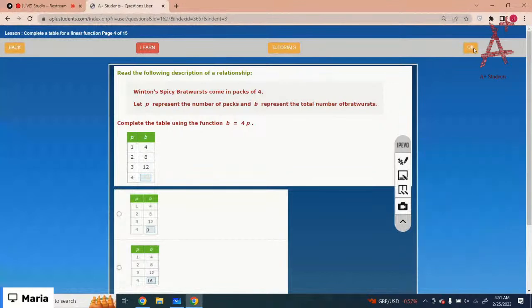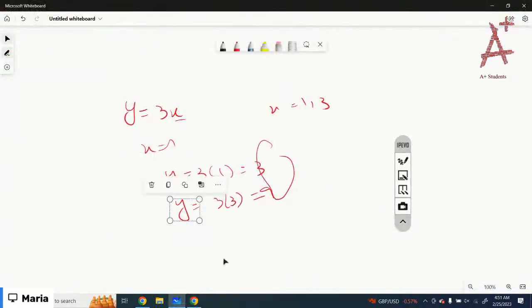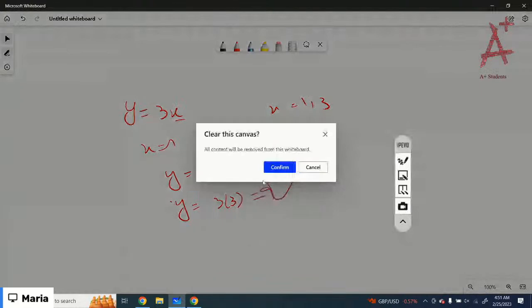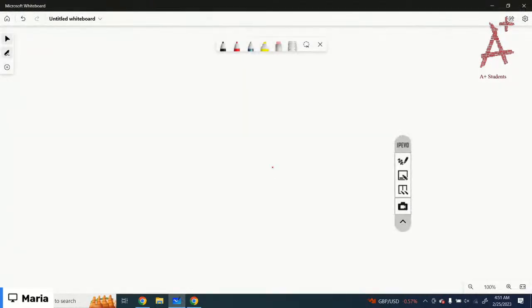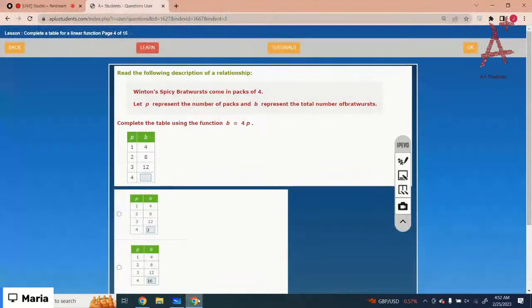Okay, the next one is Winton's spicy brackets come in packs of 4. Let P represent the number of packs and B represent the total number of brackets. Complete the table using the function B equals 4P. Got it? You have to calculate the missing value for P equals 4.